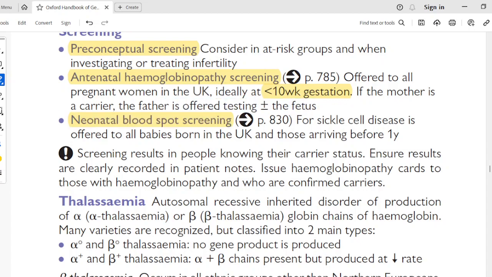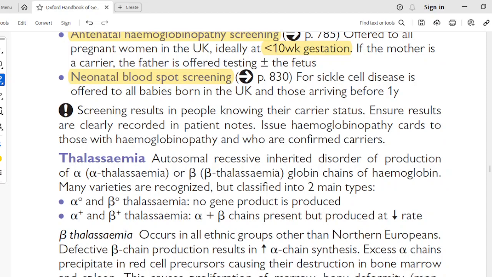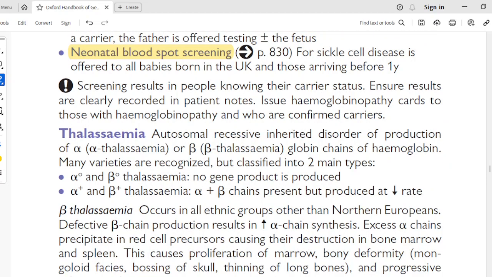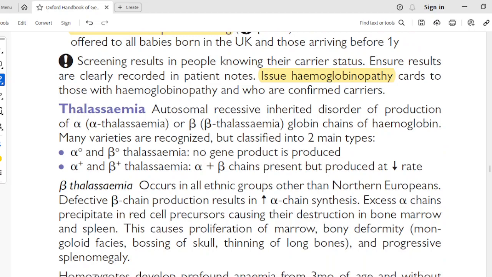Neonatal blood spot screening for sickle cell disease is offered to all babies born in the UK, and to those arriving before 1 year. Screening results in people knowing their carrier status. Ensure results are clearly recorded in patient notes. Issue hemoglobinopathy cards to those with hemoglobinopathy and those who are confirmed carriers.